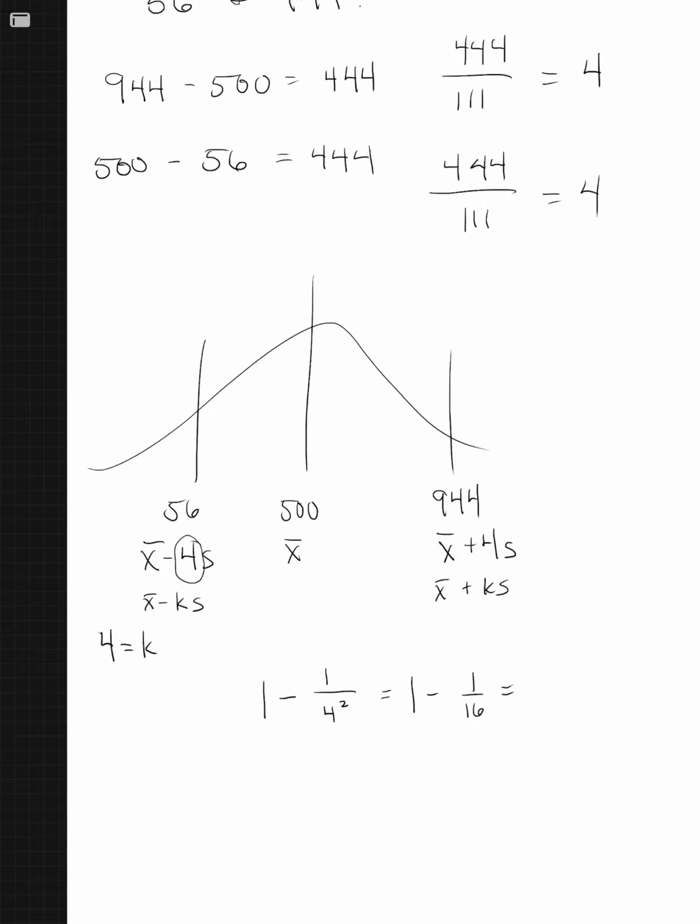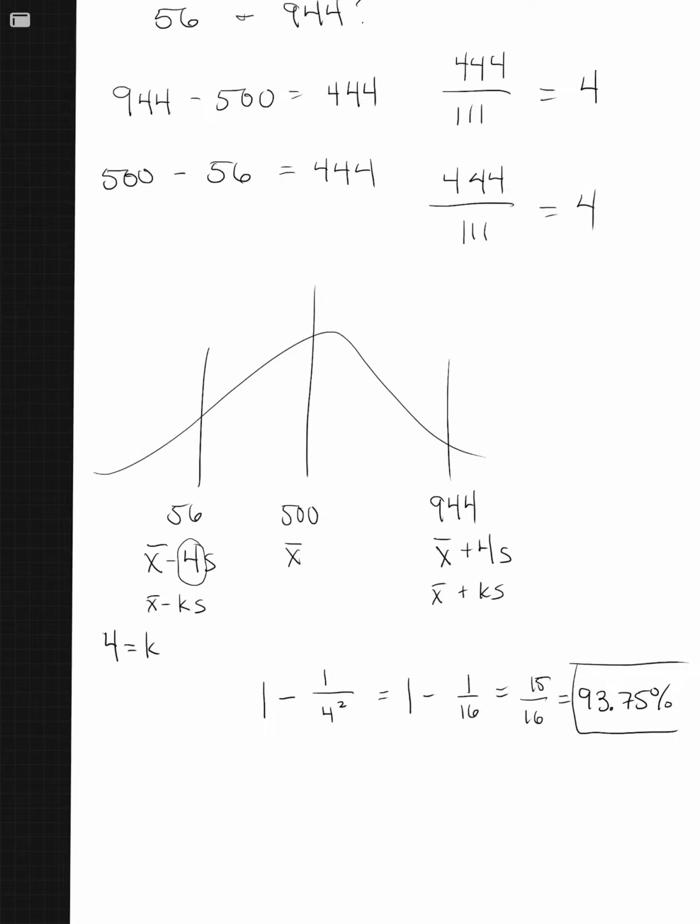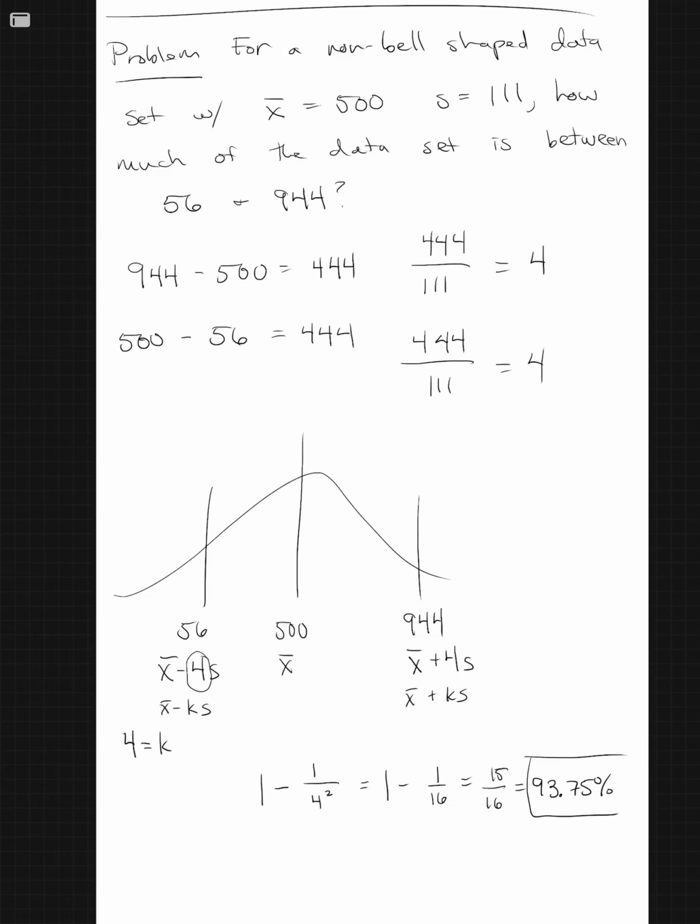So if 4 equals k, there's going to be 1 minus 1 over 4 squared of the data. That's 1 minus 1/16. That's 15/16. And when I threw that into a calculator, I got that was 93.75% of the data is going to be between those 2 points. Right? Because they are 4 standard deviations away from the mean. And so Chebyshev's says that we have that much of the data in between those 2 points.